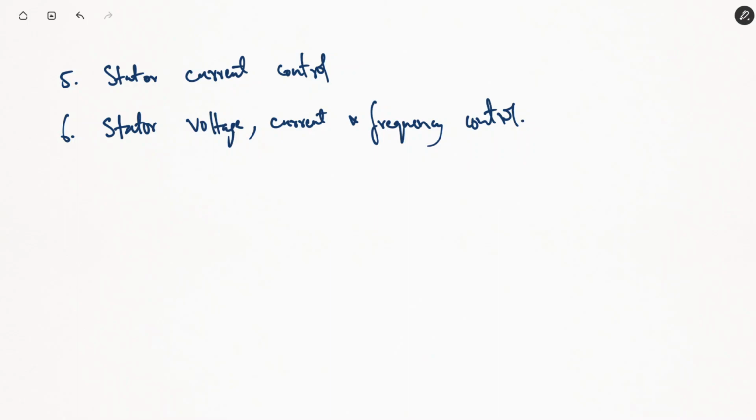ठीक है. तो हमने छह types of stator scalar control strategies पढ़े आज. One is the stator voltage control. Simply जो आप सप्लाई वोल्टेज दे रहे हो स्टेटर को इन केस ऑफ इंडक्शन मोटर उसको कम ज़्यादा कर सकते हो. You have seen this practically also. You can change the speed of induction motor by decreasing or increasing the voltage input to the induction motor. ठीक है. Second is the stator frequency control.